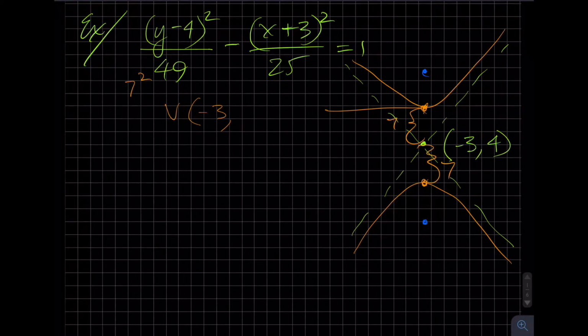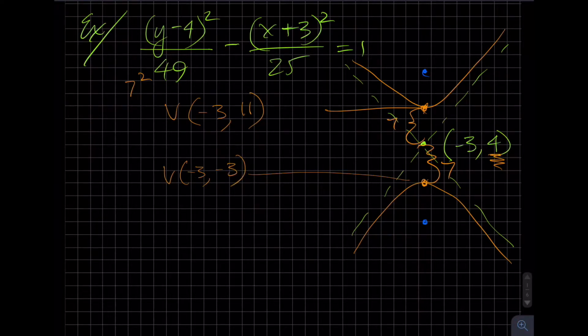So this one I'm going to take 4, and I'm going to add 7 to get this upper vertex. So 7 and 4 is 11. And to get this other vertex, I'm going to take -3 and leave it alone. I'm going to take this 4 over here, and I'm going to subtract 7. So I get -3, comma, -3.